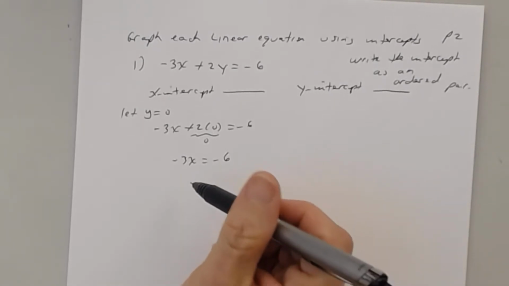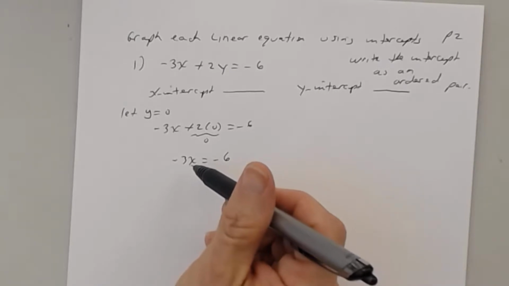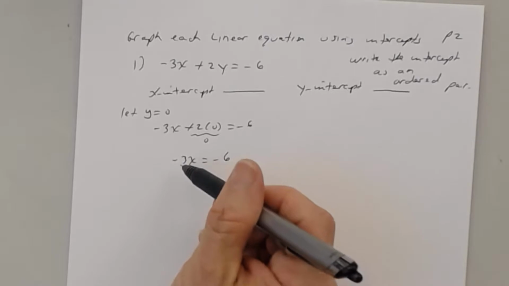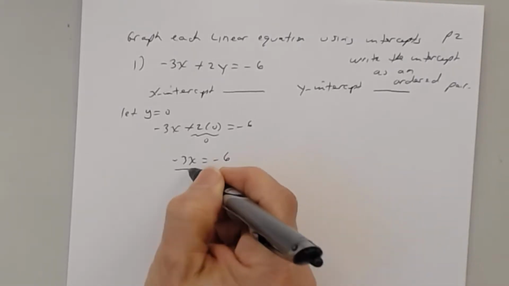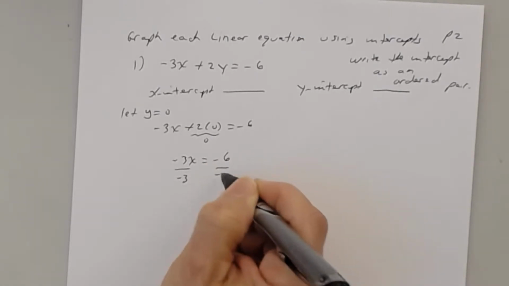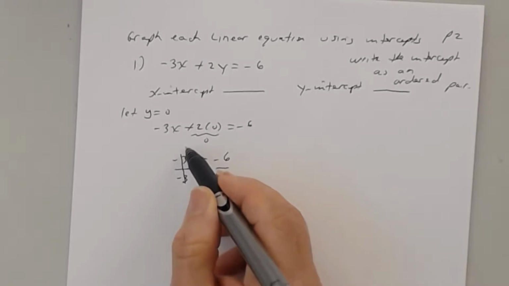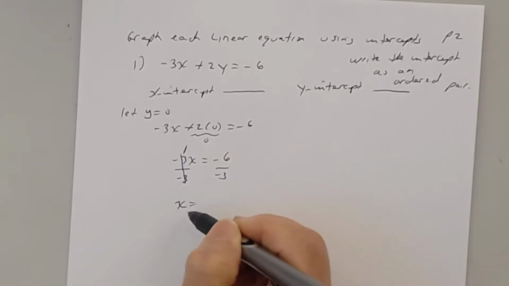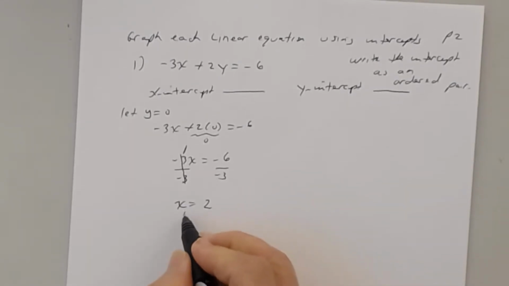Now remember we talked about the word coefficient. So what's the coefficient of x here? Negative 3. So to get x by itself, meaning I want the coefficient to be a 1, I have to divide both sides by that coefficient. So I divide both sides by negative 3. Negative 3 divided by negative 3 is 1. 1 times x is x. So what's my x-intercept? 2. So the x-intercept is 2.